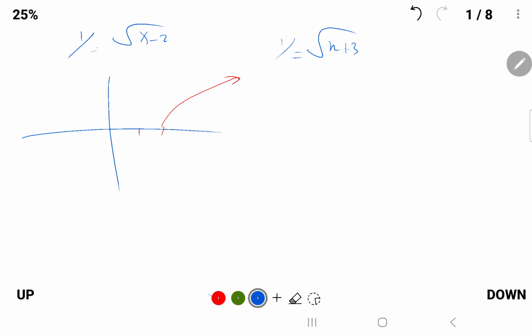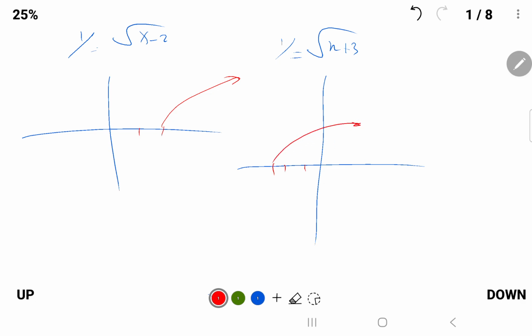The graph is going to be shifted 3 units to the left and it's going to open towards the right. So like this. So here you have 1, 2, 3 towards the right.